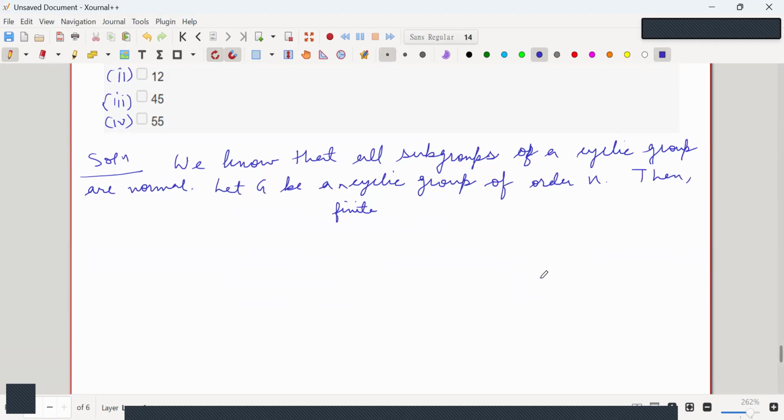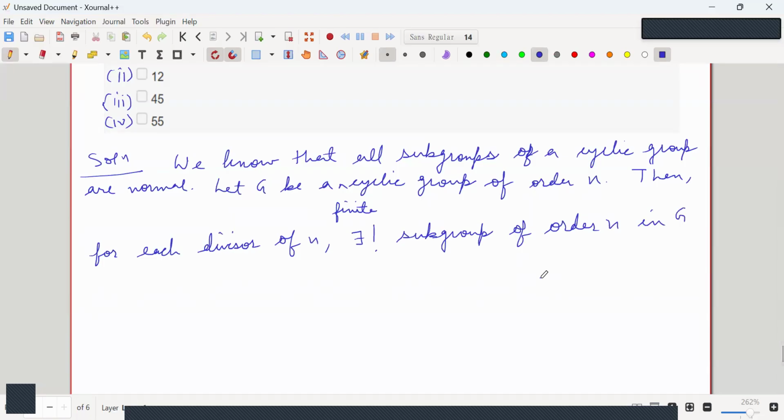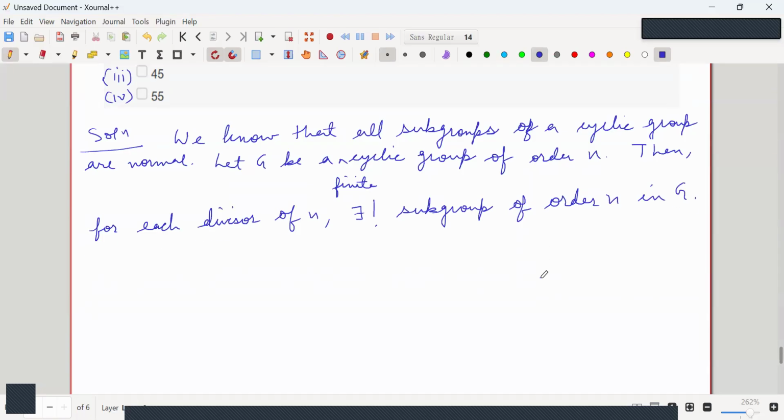Then for each divisor of n, there exists a unique subgroup. This stands for: there exists a unique subgroup of order d, and d is a divisor of n, right. But what can we say about the quotient groups?